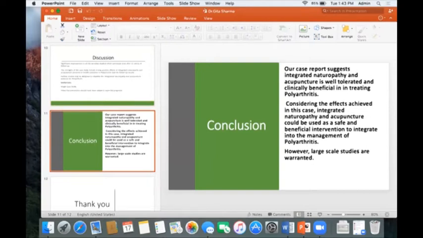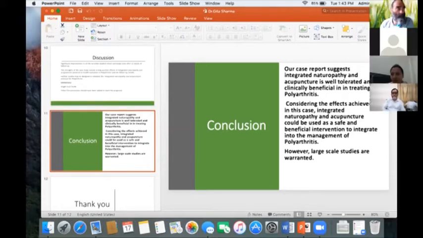There are many studies that have been done on the impact of naturopathy and acupuncture in RA patients, which is again an autoimmune disorder. And there is much evidence that acupuncture really helps in RA patients. So here, our case report suggests that integrated naturopathy and acupuncture is well tolerated and clinically beneficial in the treatment of polyarthritis. However, we have to do a large scale study, and we can implement this in further studies.